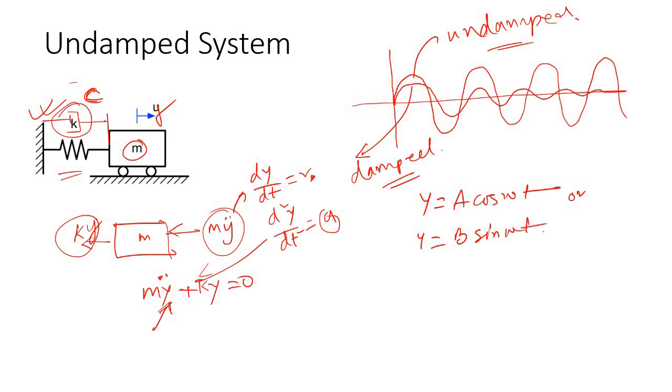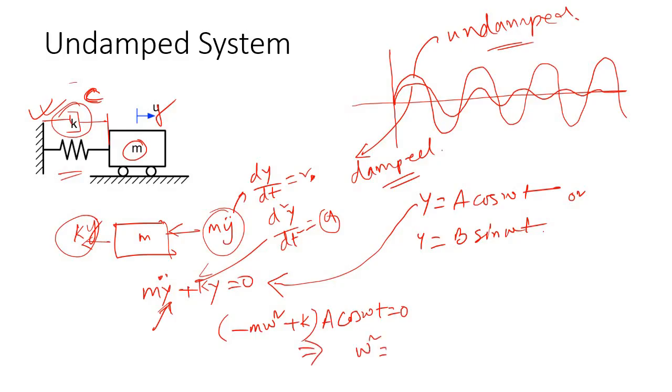If you apply this y value in this equation, you will get minus m omega square plus k. I have already discussed the detailed solution of this in my previous video, where I discussed the natural frequency, that is your omega, right? From this equation you get the natural frequency: omega square is equal to k by m, or omega is the square root of k by m. So in the previous video you understood what natural frequency is.